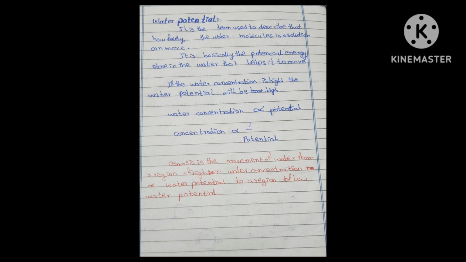On the basis of this, we can also say that osmosis is the movement of water from a region of high water concentration, or high water potential, to a region of low water potential. Osmosis is the movement of water from a region of high water potential to a region of low water potential. So this is also another definition of osmosis.